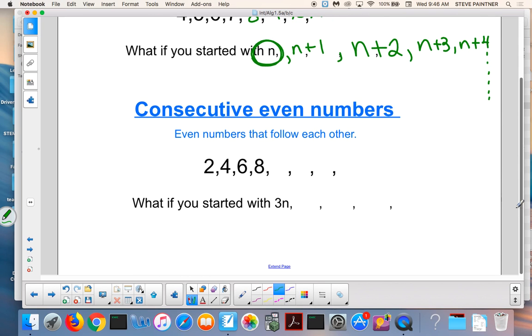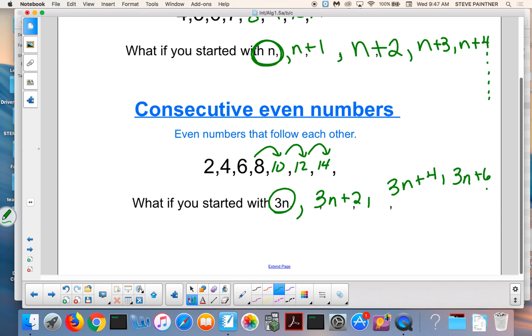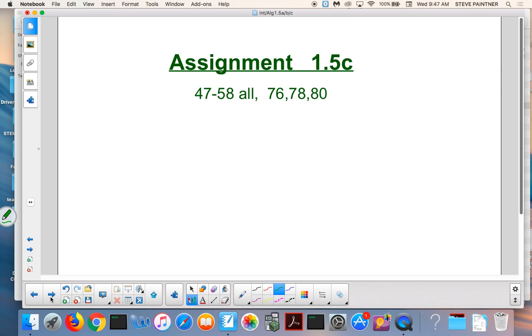Okay, what if they talk about even? 2, 4, 6, 8, 10, 12, 14. Tell me how much bigger these get. Two bigger, right? So if you start with 3n, what's the next number? 3n plus 2. The next consecutive even number is 2 bigger. What's the next one? 3n plus 4, 3n plus 6, 3n plus 8. And the assignment is right there.